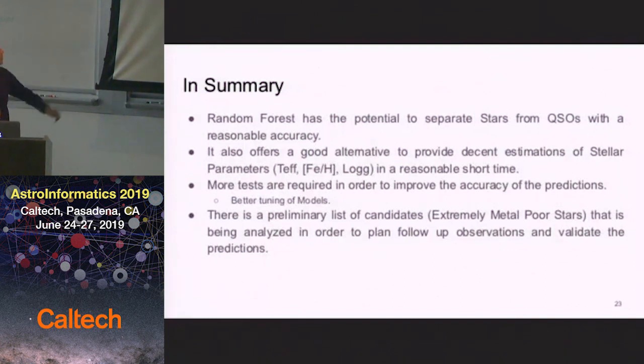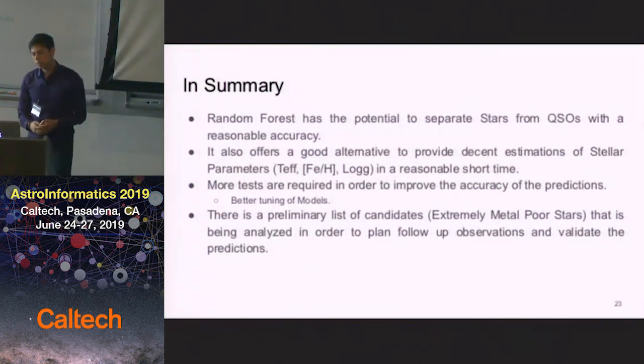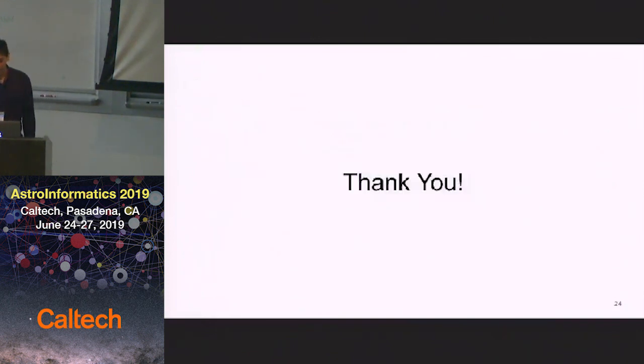Of course, we need to improve the accuracy of the models, maybe with tuning, and the main idea for me is to come up with a model that I can use to select these candidates of extremely metal poor stars, which is stars with metallicity less than -3. So I'm open to suggestions and any comments, and I think that's it. Thank you.